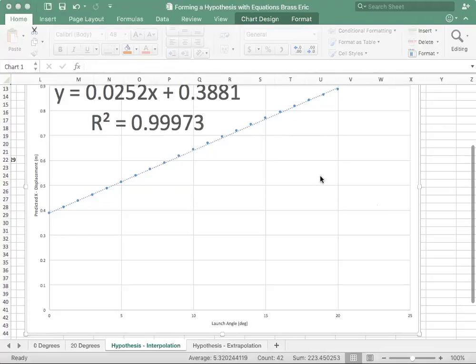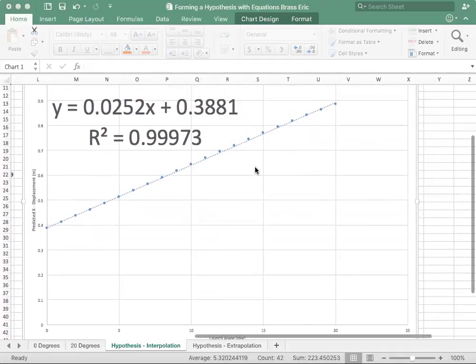So if you look at this equation, it is basically linear. And so right now we're going between 0 and 20 degrees. What if we go out to 25 degrees or 45 degrees or 90 degrees? So 90 degrees is where you're firing the ball straight up. So if we fire the ball straight up, we're expecting our x, which is y in this particular case, because this is our predicted displacement in the x direction, to be 0 displacement, or 0 meters.